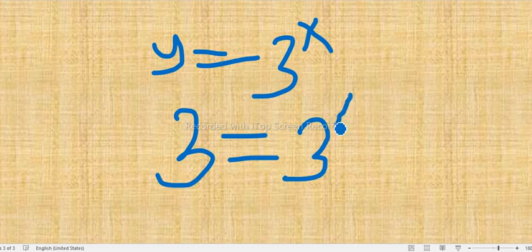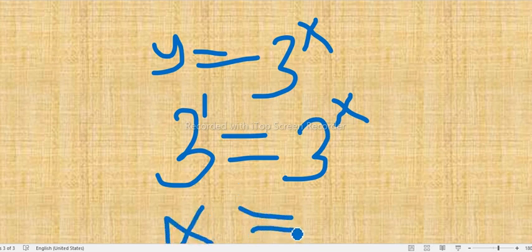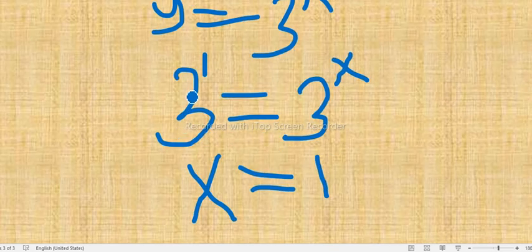Now you see, this one is an exponent. These are exponent formulas. Therefore, the power of this 3 is 1. Because the bases are equal, you can compare their exponents. The exponent, that means the value of x, will be equal to 1.